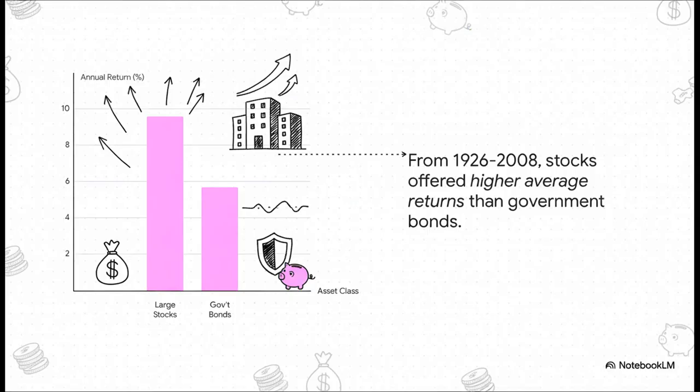So let's see how this plays out in the real world. If we look at historical data, all the way from 1926 to 2008, big company stocks gave an average return of about 9.6% a year. In comparison, much safer government bonds returned about 5.7%. So pretty clearly, stocks offered a bigger reward.